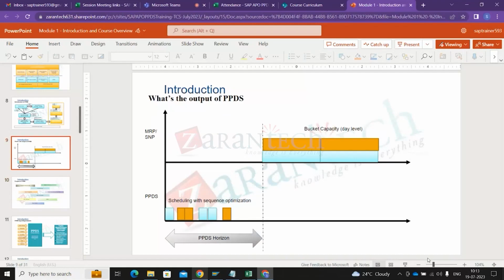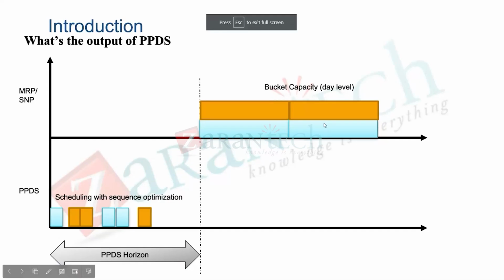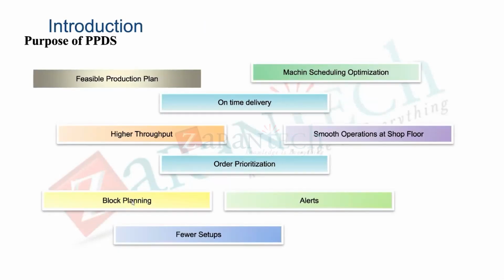So in this case, the order is converted from a day level bucket to a second level sequenced order, correct? That brings us to the advantages of PPDS. These are really advantages, because I have used PPDS and every one of them matters, but they are also talking points when you face a customer or sit with a new prospect. It gives you a feasible production plan, first of all.